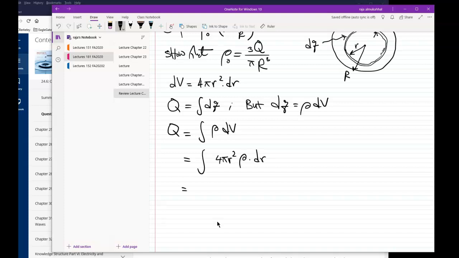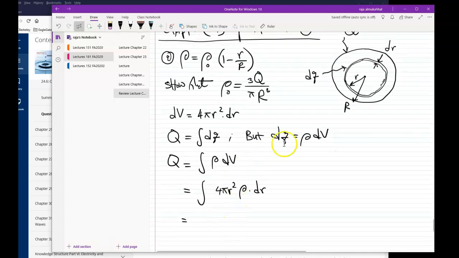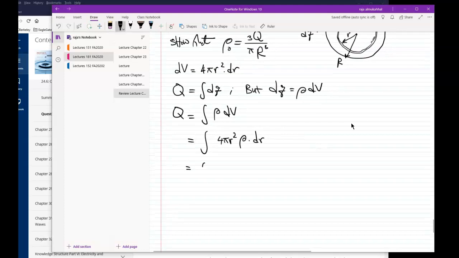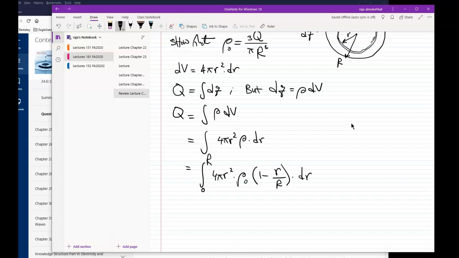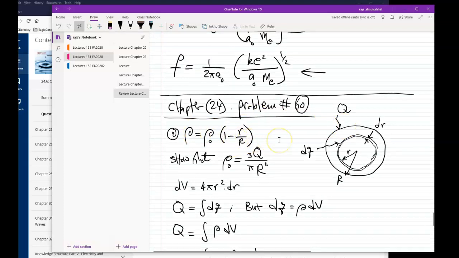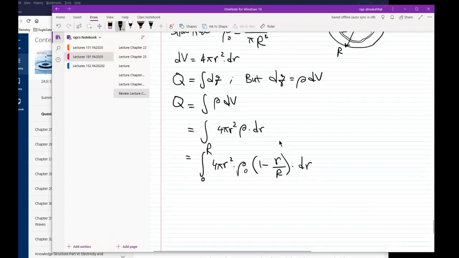Second step, of course, I'm integrating from where? Go back to the picture. I am integrating from 0 all the way to big R. See what I'm saying? So that's going to be from 0 to R of 4 pi r squared rho. Well, what's rho? Go back to the book. It's rho naught times 1 minus r over big R, dr. That's rho right here. And there we go. I am ready to integrate.